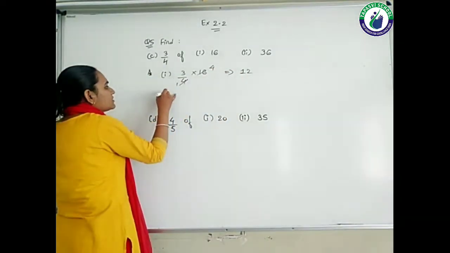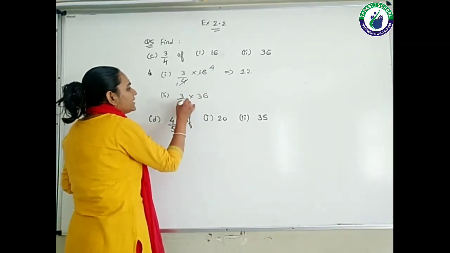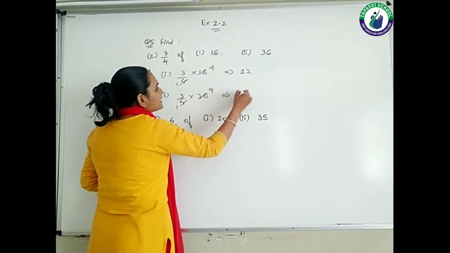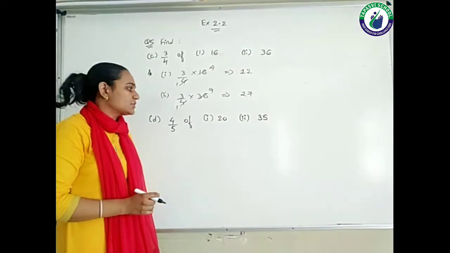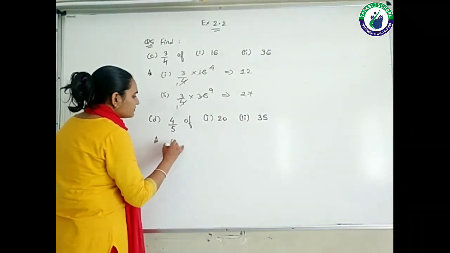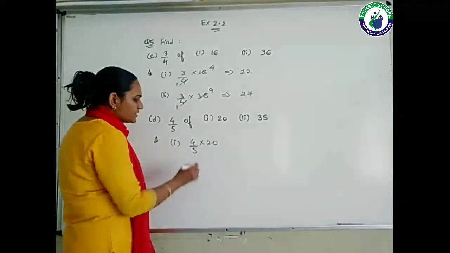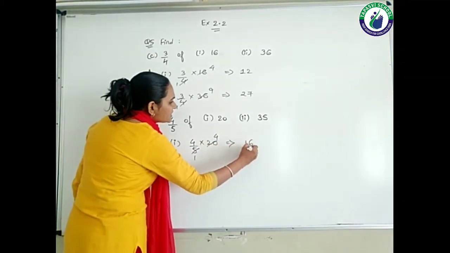Next one, students, 3 by 4 of 36. So 4 ones are 4, 4 nines are 36. So what is 3 nines? It is 27. Now let's see the next question. That is 4 by 5 of 20. So 4 by 5 multiplied by 20, students. So 5 ones are 5, 5 fours are 20. So 4 fours is 16.